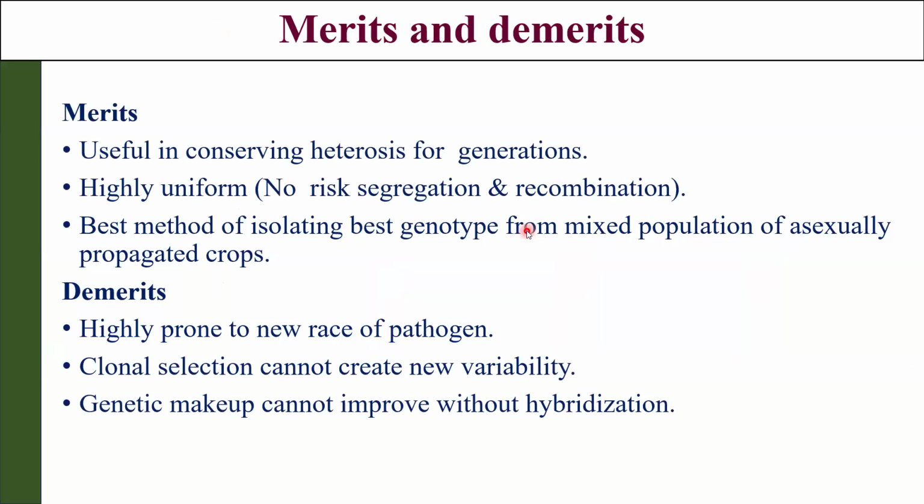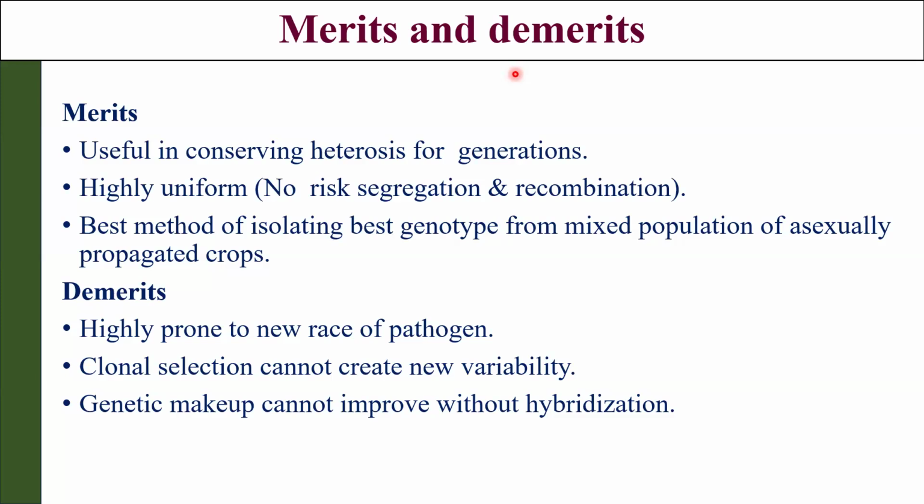The important merits of clonal selection: it is used for conserving heterosis across generations, because once it is fixed it is never going to recombine or segregate. The heterosis you select in that population is fixed across generations. This is one of the important merits over sexually propagated crops. Then the crops are highly uniform, because there is no segregation and recombination in clonally propagated crops. It is the best method of isolating the best genotype from a mixed population, and it can be immediately fixed also.